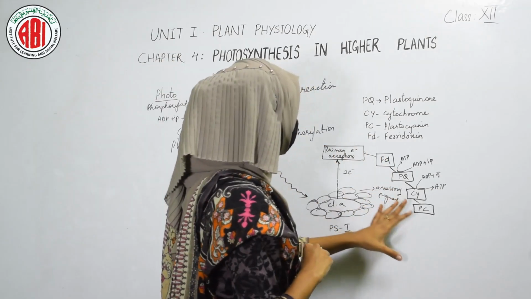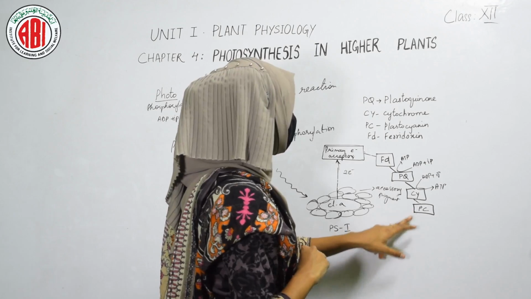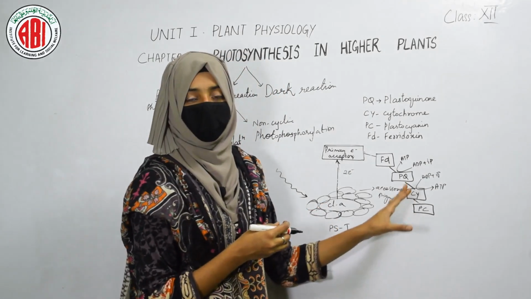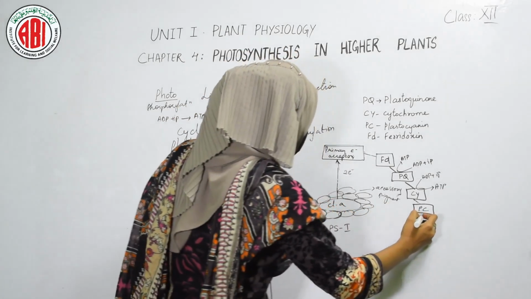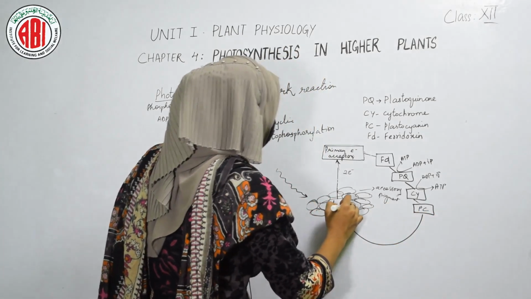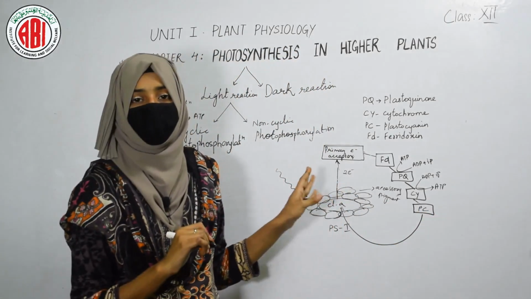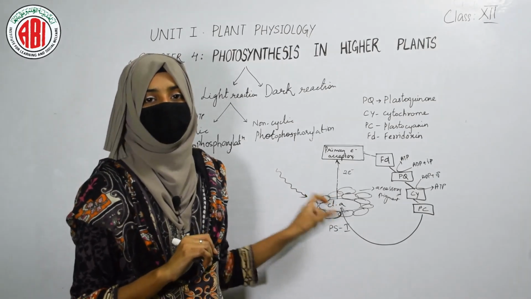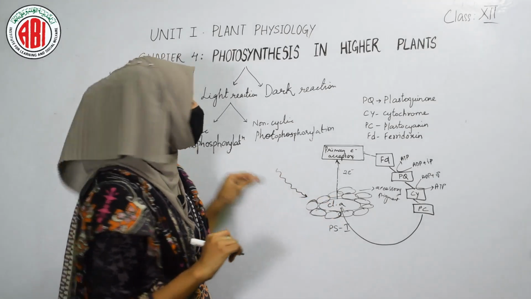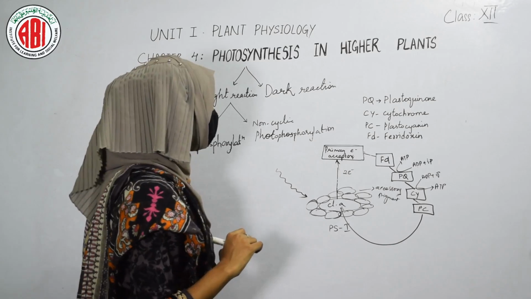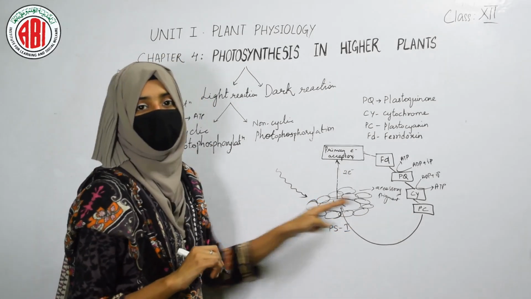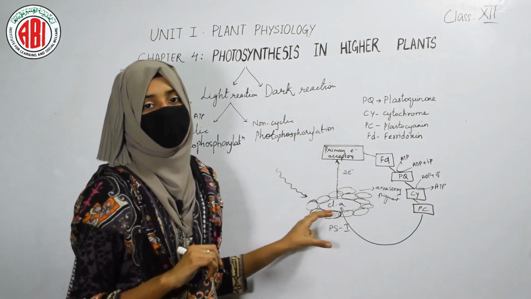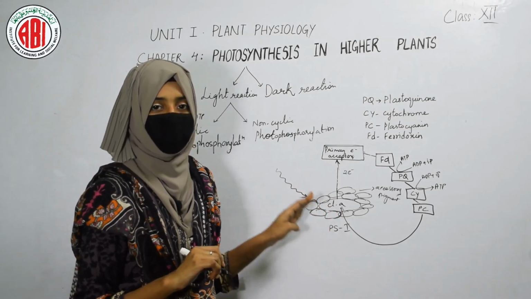Now we know that the electron reaches the PC, that is plastocyanin, which is an electron acceptor. From the plastocyanin, the electron comes back to the chlorophyll A reaction center. This is the reason why we call the process cyclic photophosphorylation. As it is coming back to the chlorophyll A from the plastocyanin, it is termed cyclic photophosphorylation.